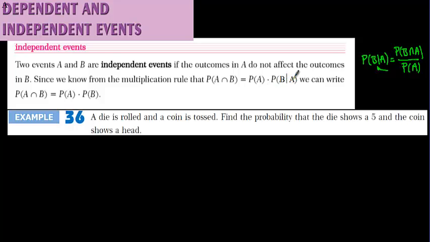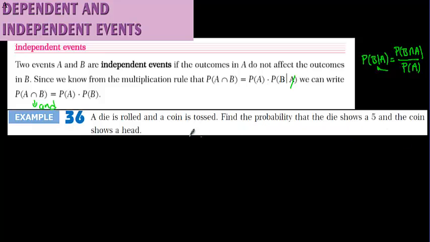But in independent events, there's no importance of A, so we can cancel this A here, and the formula becomes the probability of A intersection B, which means the probability of A and B, two independent events, happening together. So we are going to multiply the probabilities of these independent events.